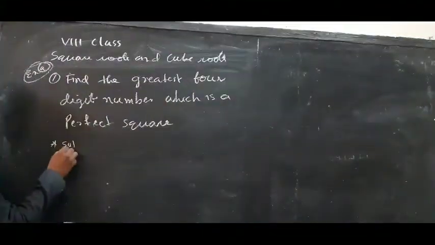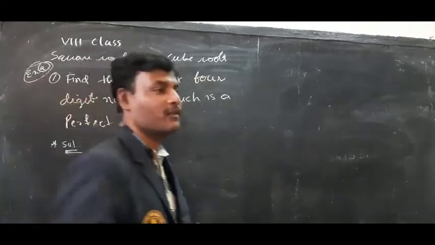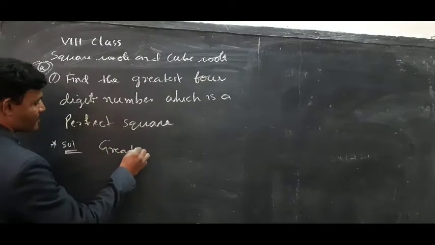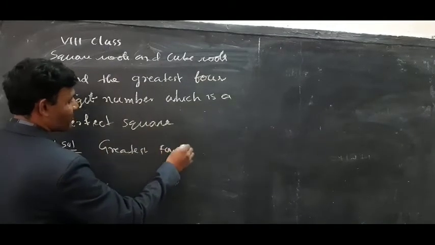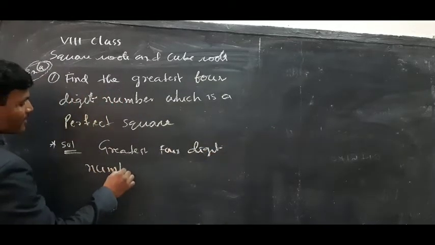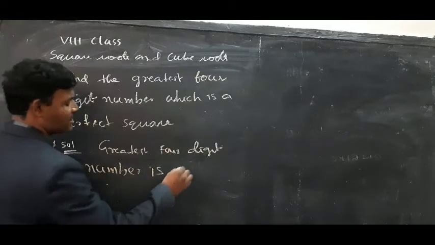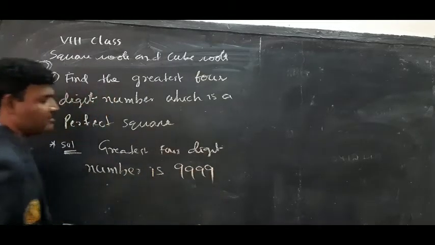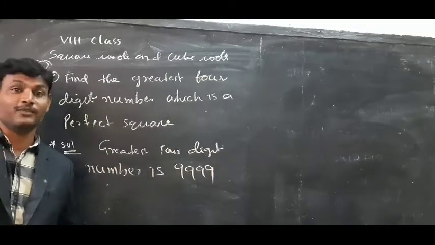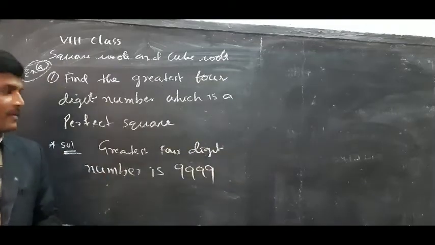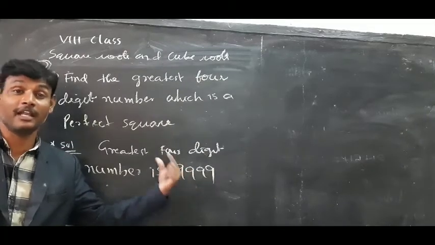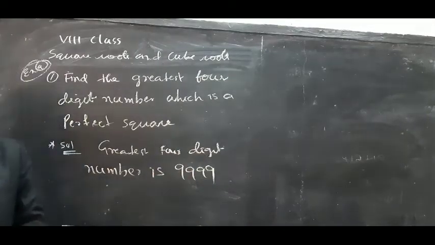In the solution, first of all, what is the greatest 4-digit number? The greatest 4-digit number is 9999. But here I need the greatest 4-digit number which is a perfect square. It means this number is not correct. It is the greatest 4-digit number, but I need the greatest 4-digit number which is a perfect square.